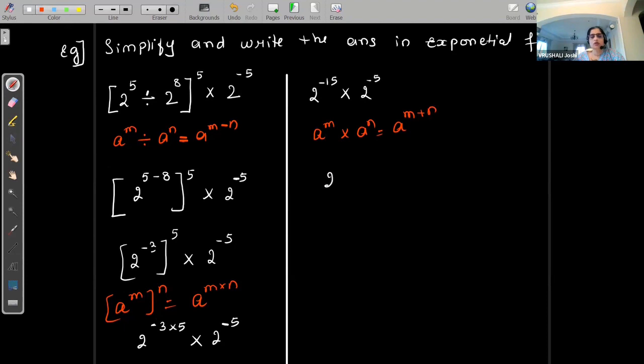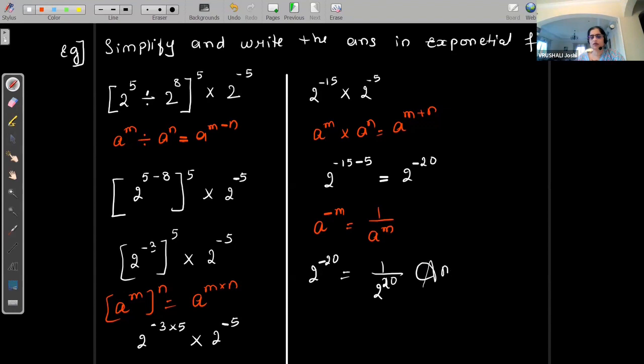So this is going to be 2 raised to minus 15 minus 5, correct? Again, this will give you what? This will give you 2 raised to minus 20. Which law will you use? A to the power minus m is equal to 1 by a to the power m. That means 2 raised to minus 20 can be written as 1 by 2 raised to 20. They have asked you to leave the answer here, so this can be taken as your answer. Are you getting it, guys?